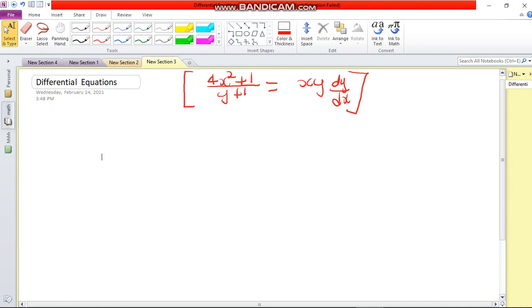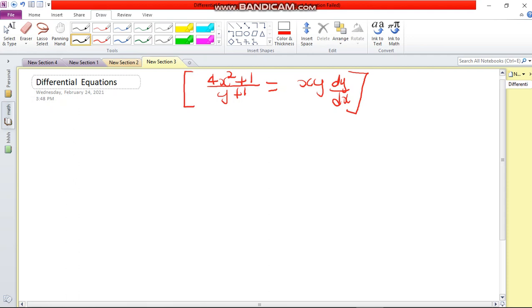Hello, and someone sent me this question. It's an ODE, so let's solve it and see what the answer will be. As you can see, we have two variables, x and y, so we can always go for separation of variables. I'm going to have y on one side and x on the other.